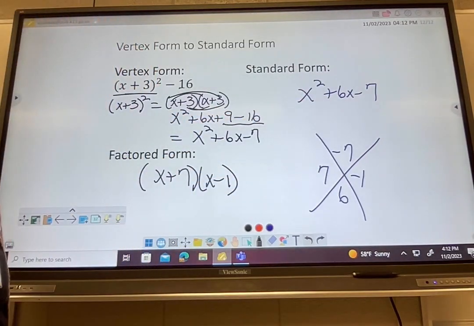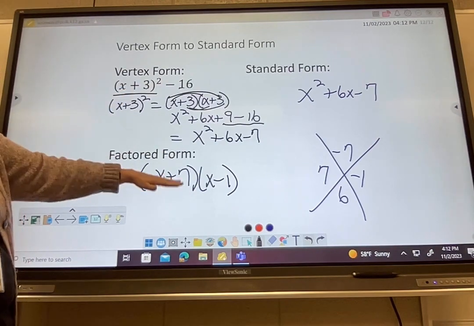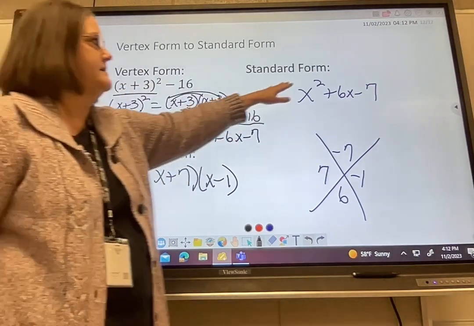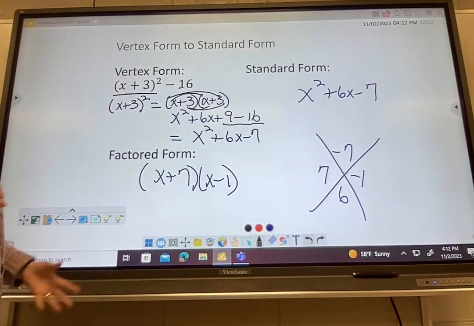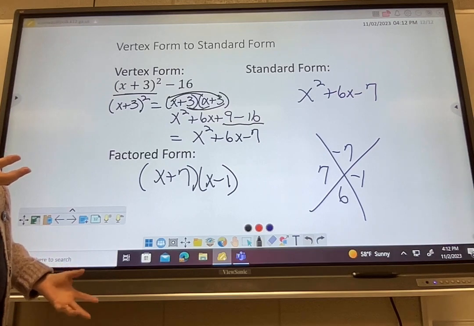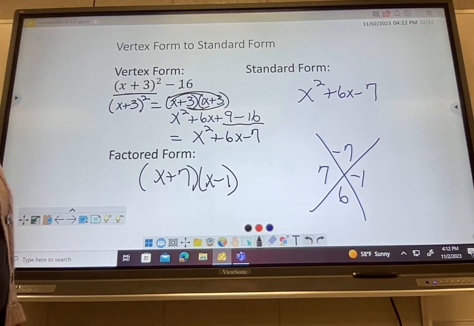So that's how you'll have to do when you go from factored form to vertex form. You will have to take factored form, make it standard, and then put it in vertex form. So standard form is the bridge between vertex form and factored form. And that is it.